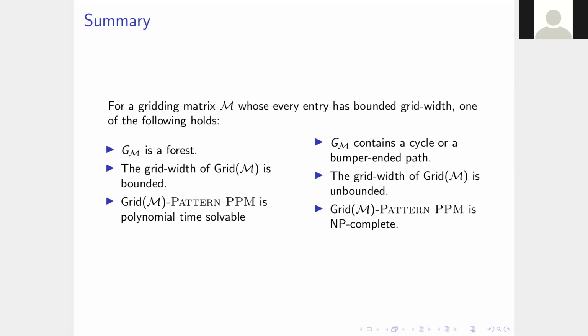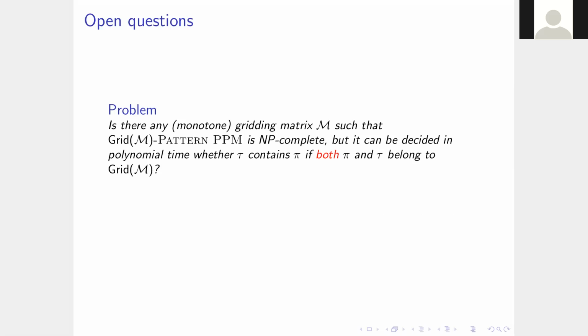So let me end by stating a few open questions. First of all, the grid M pattern PPM problem, or in general the C pattern PPM problem, is defined by restricting the pattern to belong to class C. However, a different problem is when we restrict both the pattern and the text to belong to the class. So we ask, is there any monotone gridding matrix M such that the grid M pattern PPM is NP-complete, but we can decide in polynomial time whether tau contains pi if both pi and tau belong to grid M?